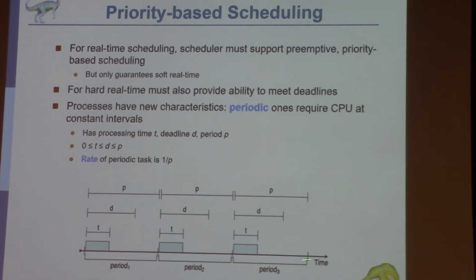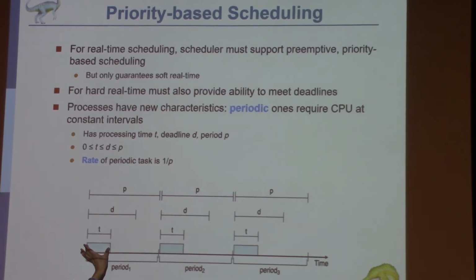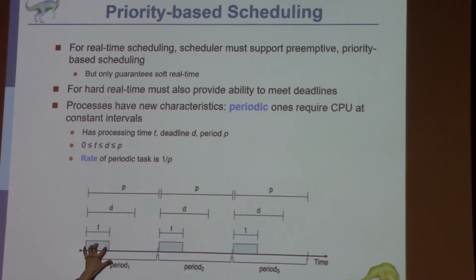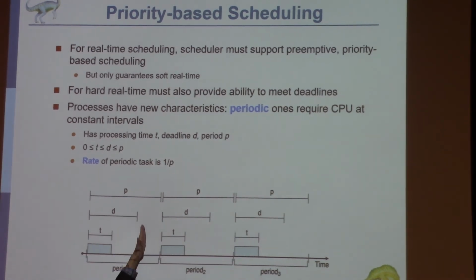After that, we are going to consider the period. So let's say this is the CPU time, and this is the amount of CPU burst time for the process. Okay, this process needs this much. Then this is the deadline. So this should be done within this deadline.